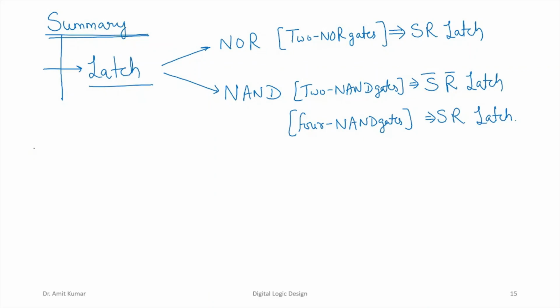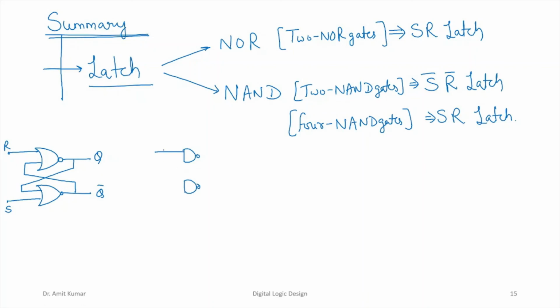So this is the basic implementation using NOR gates: Q bar, S, R. So this is S, this is R, with feedback, right? If you look at the implementation using two NAND gates, this is going to be S, this is going to be R, this is going to be Q, this is going to be Q bar. So this is feedback, this is feedback.